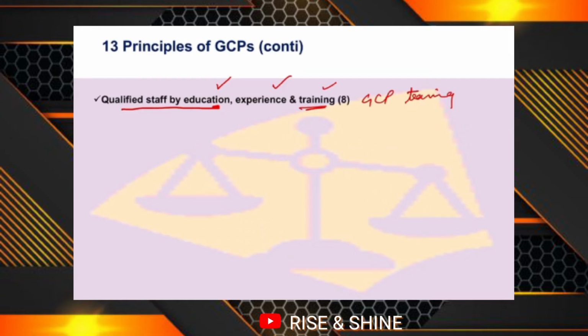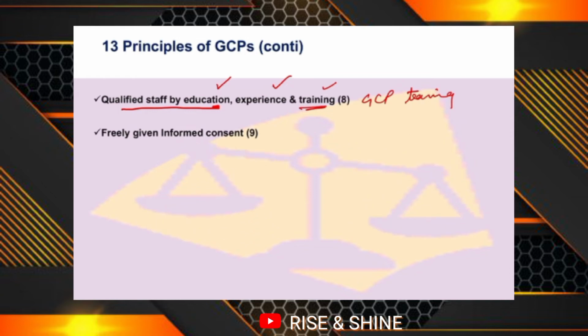Now after this we will be learning the responsibility part. What are the responsibilities of a sponsor, what are the responsibilities of an investigator, what are the responsibilities of an ethics committee, and what is informed consent. These are the 4 topics we will also be covering in this GCP training.